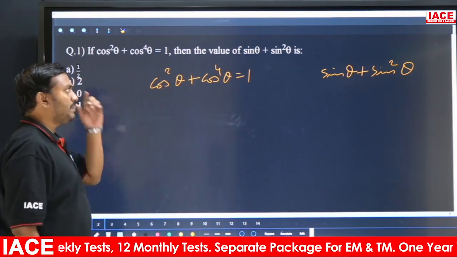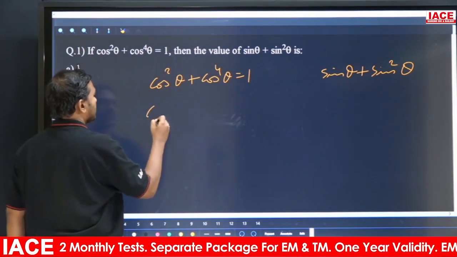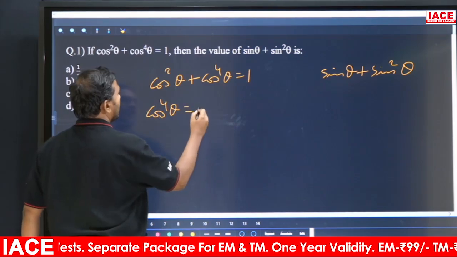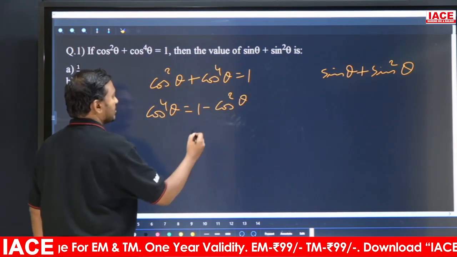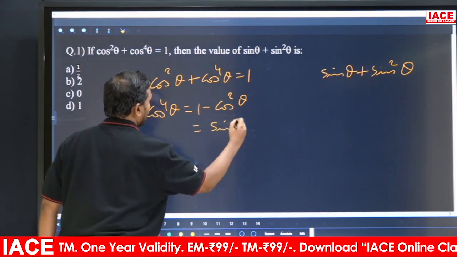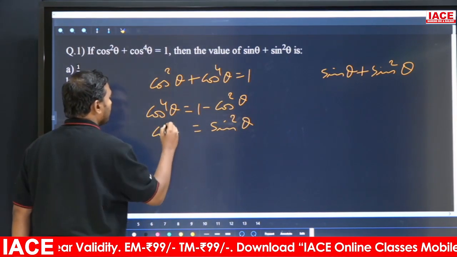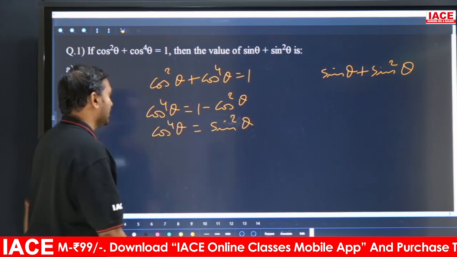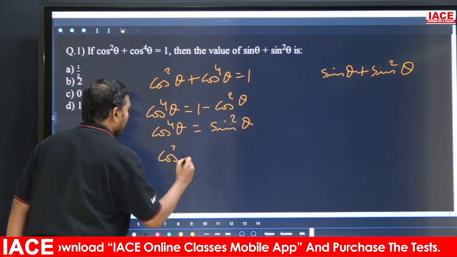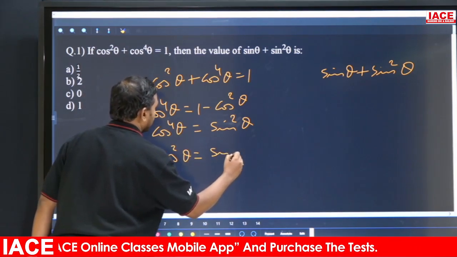So cos square theta plus cos power 4 theta is 1 means what is cos power 4 theta? Cos power 4 theta is 1 minus cos square theta, right? So what is 1 minus cos square theta? Sin square theta. Means cos power 4 theta is sin square theta. So what is cos square theta? Cos square theta is sin theta, right?